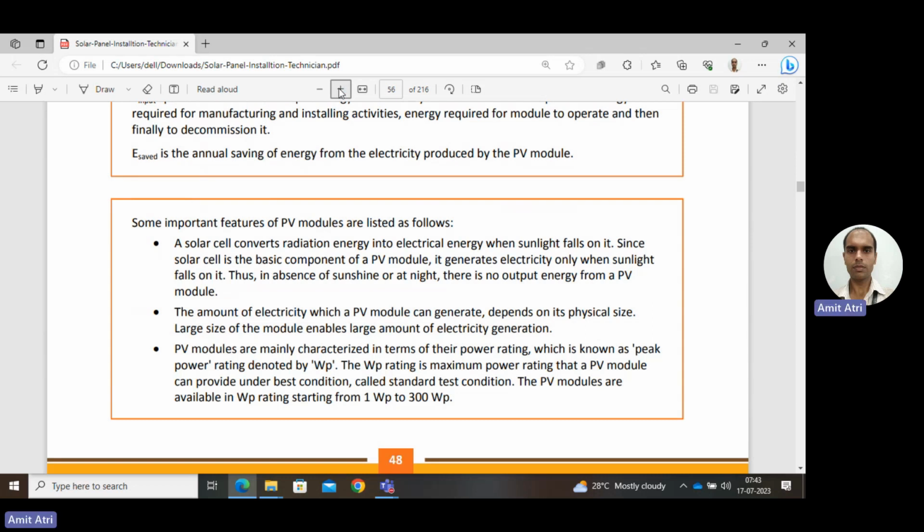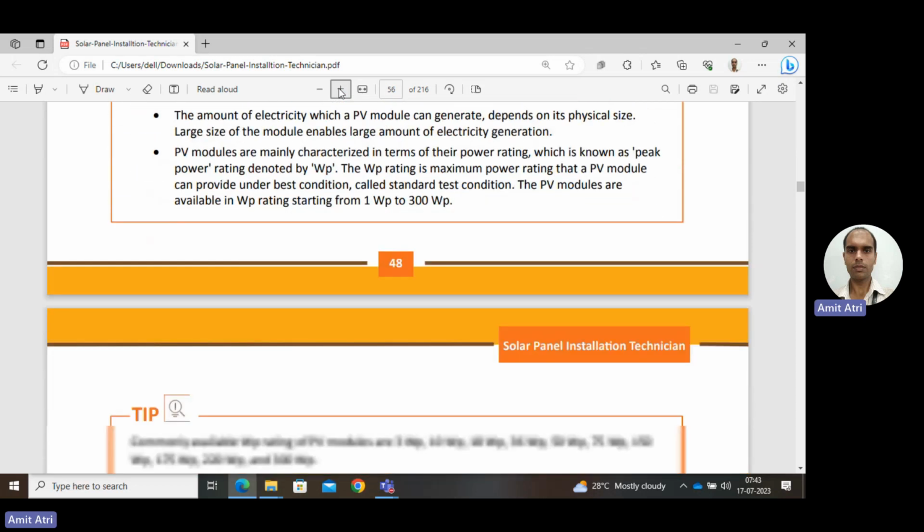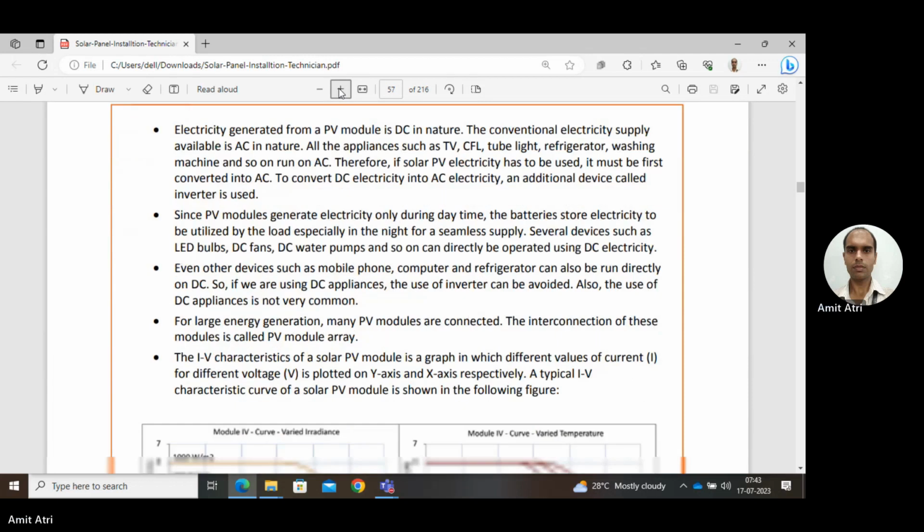Okay, the watt, that is the peak power, 1 to 300, that is available from a PV module in the form of DC, direct current. And the devices commonly used in household are usually using AC, alternating current. So we need an inverter to convert the DC into AC.